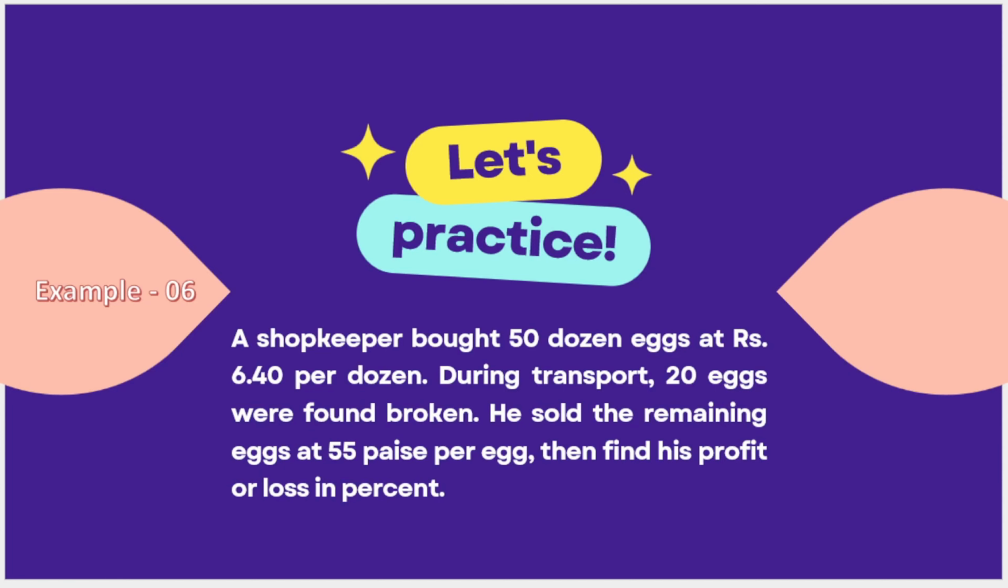In example number 6, it is given that a shopkeeper bought 50 dozen eggs at 6 rupees and 40 paisa per dozen. During transport, 20 eggs were found broken. He sold the remaining eggs at 55 paisa per egg. Find his profit or loss in percent. Let us try to solve example number 6.